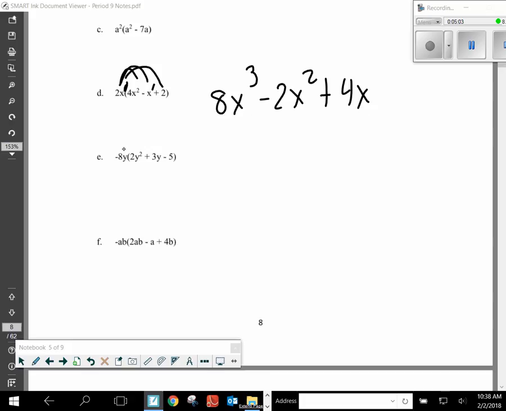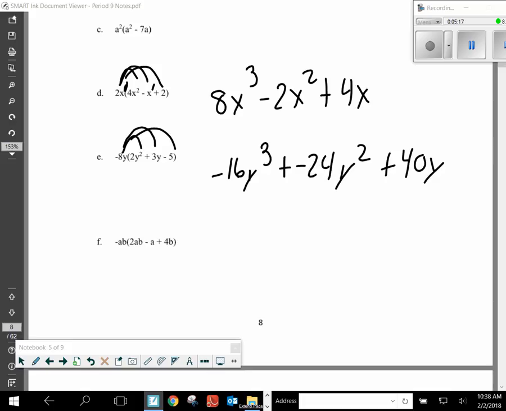The next one, negative 8y distribute. I get negative 16y cubed plus negative 24y squared plus 40y. Same idea, there's a 1 here, so I have to add those exponents.